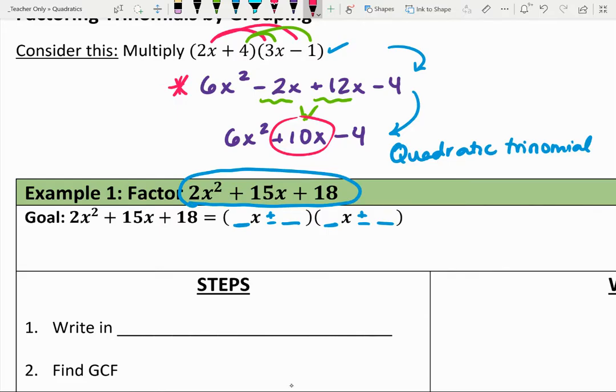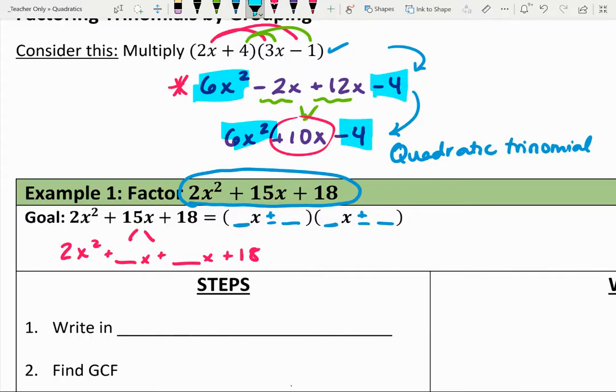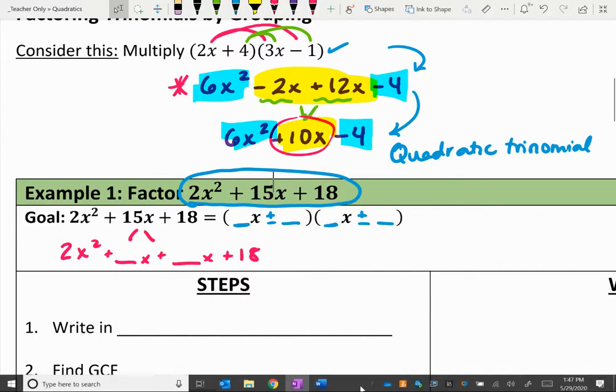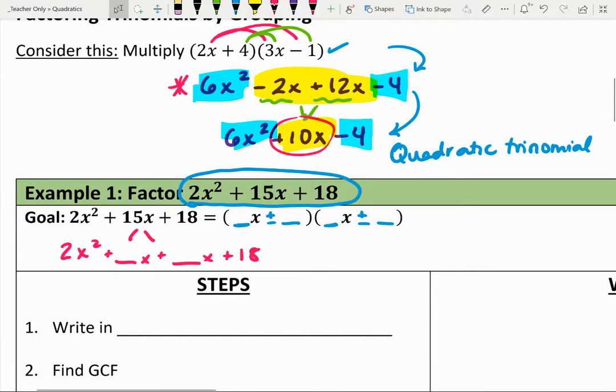So our goal here is to really think about how could I split up that 15x to make this a 4-term polynomial. Because everything else in our multiplicative example stayed the same. It was just those middle 2 pieces that were different. So this is our goal here: how do we take a trinomial and split it up into the correct 4-term polynomial so that we can use grouping.